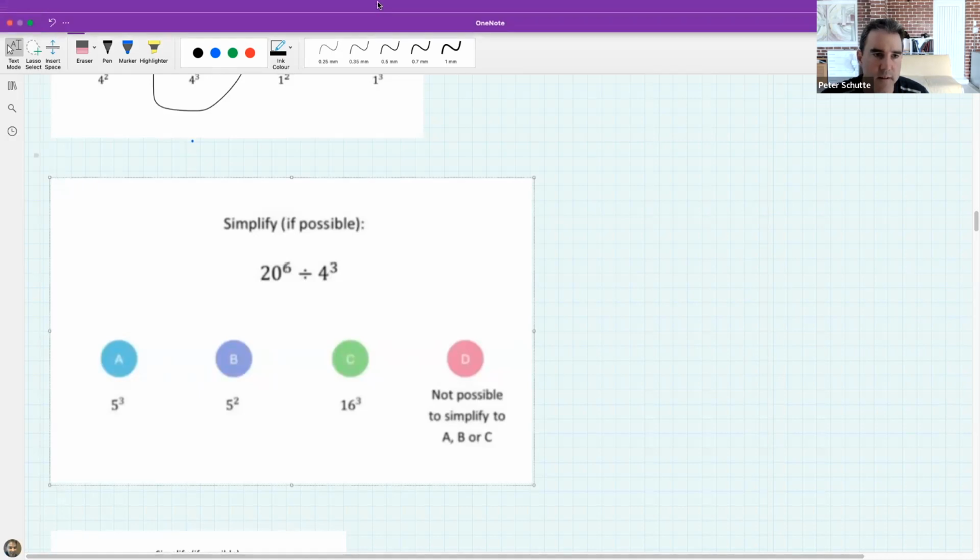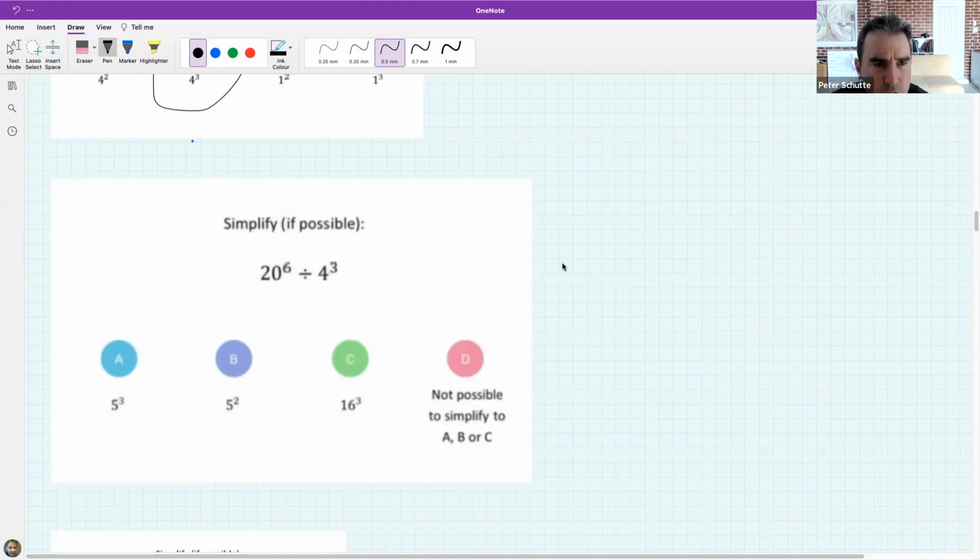Yeah, let's go to Sia. Sia, what was your thinking? How did you approach this? Hi to everyone. My thinking was that since the bases aren't the same and we have to divide, we're gonna have to divide the bases, and then we're gonna get 5, and then we minus the powers, and then we got 3, so it's 5 to the power 3.